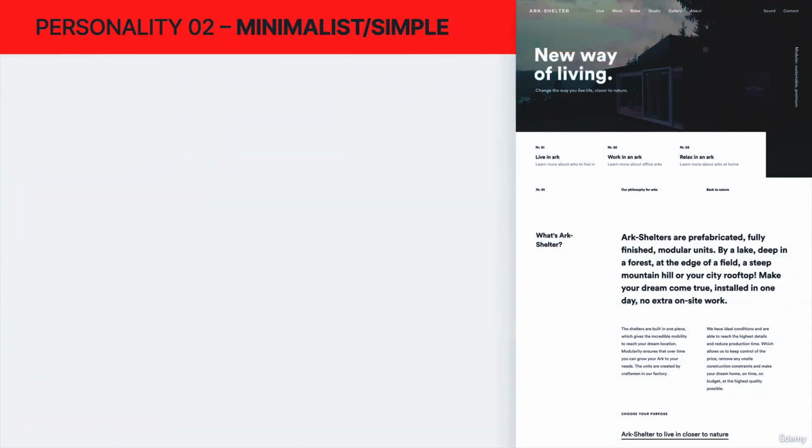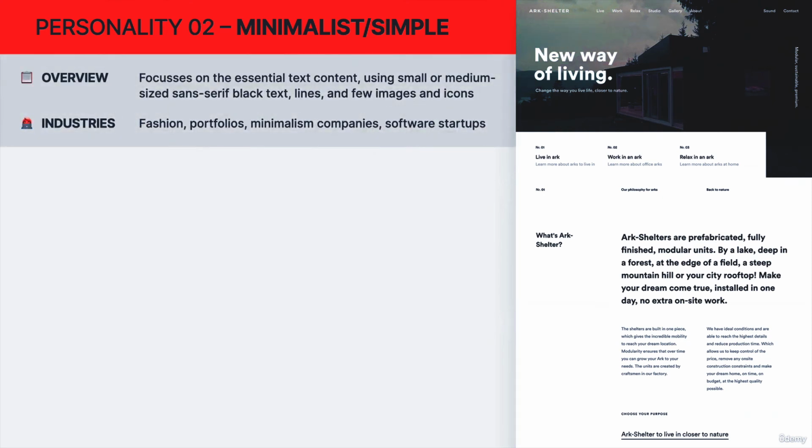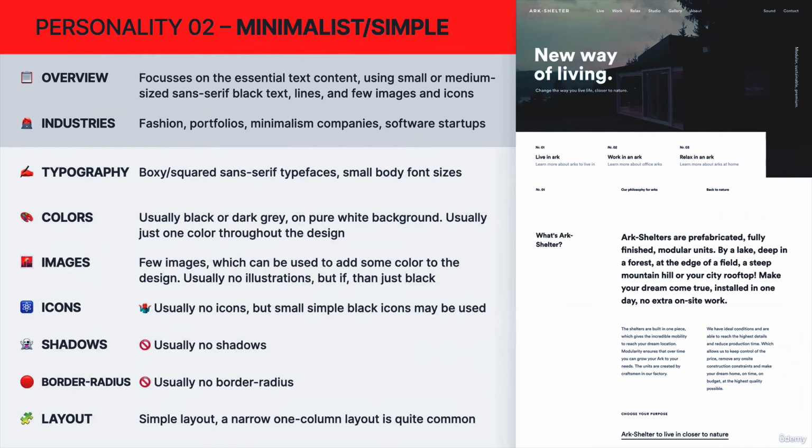Next up, we have the minimalist or simple personality, which is used commonly for fashion or portfolios of any kind, or even some kind of minimalism company like this Arc Shelter example that I have here on the right side. So typography is usually very boxy and squared and uses sans serif typefaces.